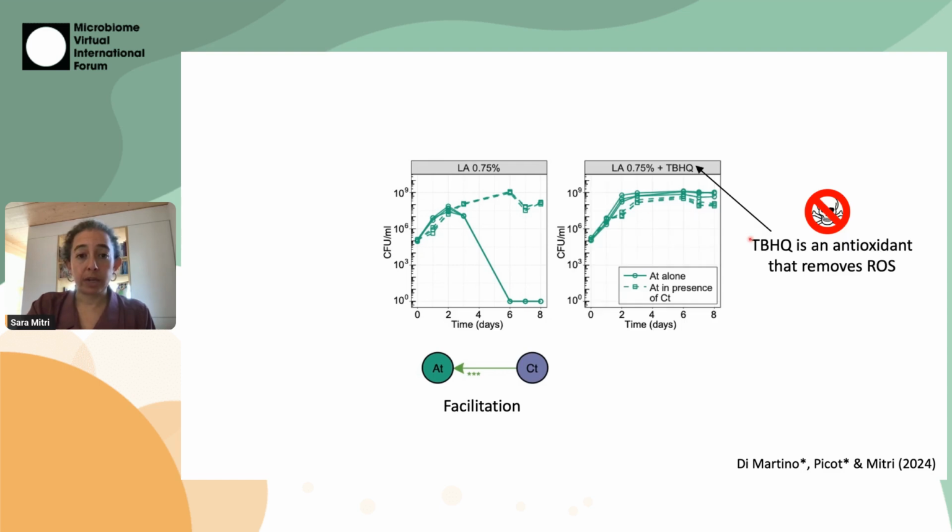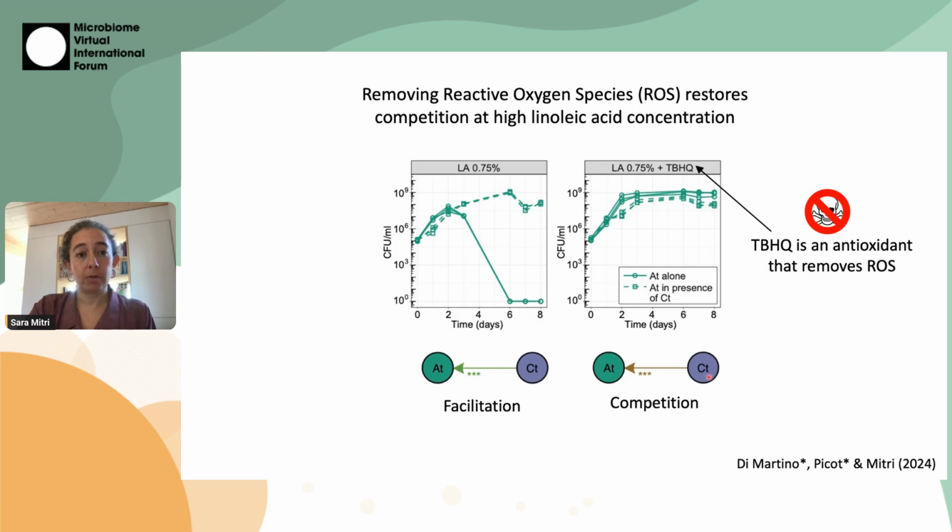And now in the second plot, we're looking at the same situation, so high linoleic acid concentration, but we also add TBHQ, which is an antioxidant that removes reactive oxygen species. And now what you see is that they still grow fine in co-culture, but they grow even better if they're alone, meaning that there's still this competitive effect there. By adding the antioxidant, we were able to unmask the competition and reveal it. So removing the reactive oxygen species restores competition at high linoleic acid concentration. So we could really go back and forth between these.